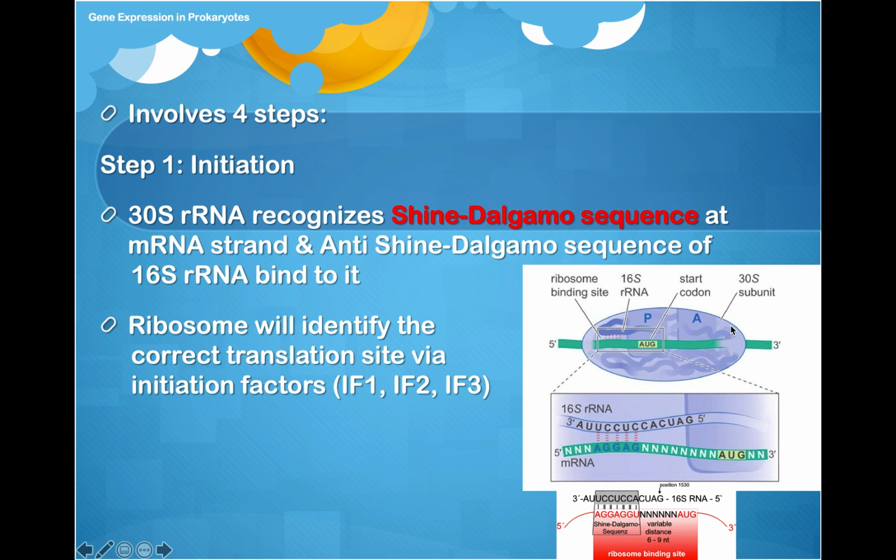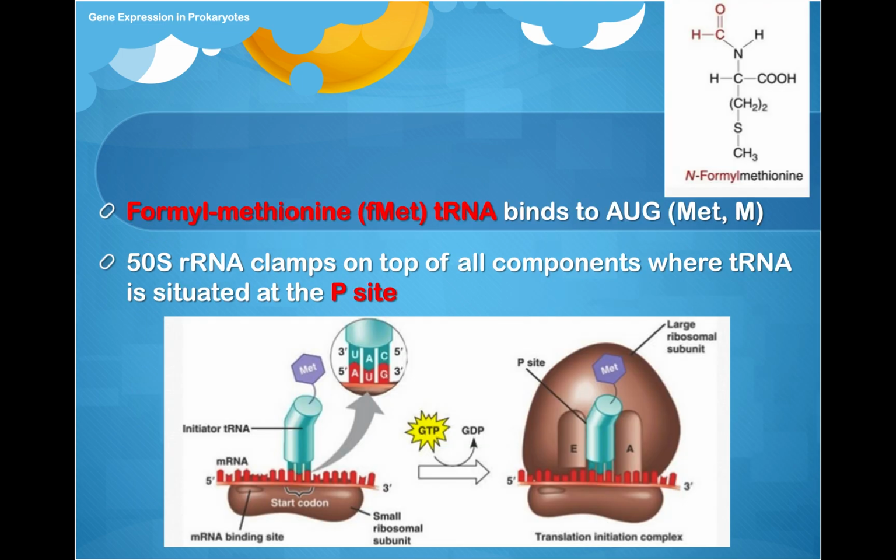The ribosome will identify the correct translation site via initiation factors IF1, 2, and 3. The fMet tRNA, or formylmethionine tRNA, the one that brings AUG, the start codon, is the only one that is going to be needed. The large subunit, which is the 50S, clamps to the top of all components where the tRNA is situated at the P site. So first you have the small subunit, then you have the fMet, and then you have the large ribosome enclosing it.